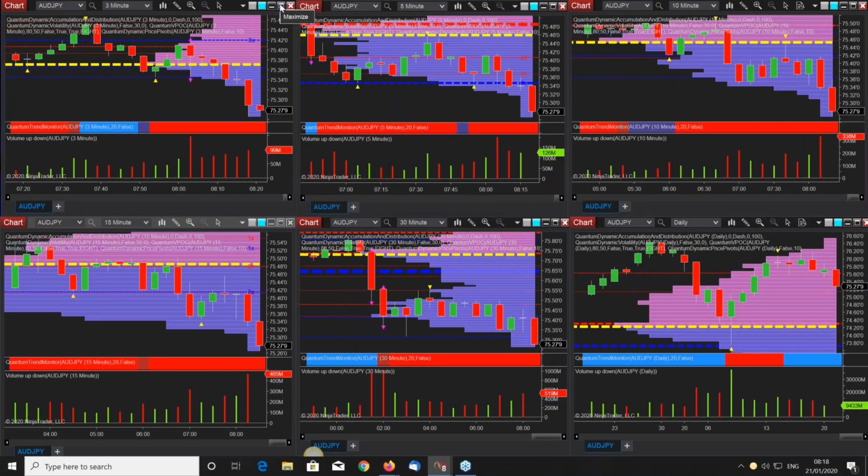Let's just go up onto, and as you can see here, the trend monitor, the indicators are all helping us. We've got the trend monitor is red, red, red, red, red. It's just confirming everything's bullish. I'm just watching the FTSE.